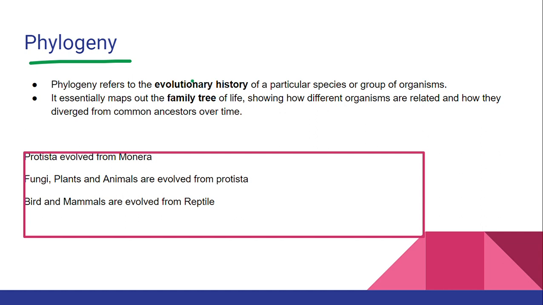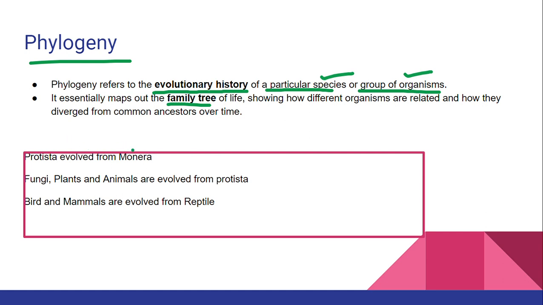This is just a revision. We have already done this in the previous class, right? So phylogeny is nothing but it tells you about the evolutionary history of a particular species or a group of organisms. Whenever evolutionary history is told about any particular species or group of organisms, we call it phylogenetics, right? And it is represented by which tree?